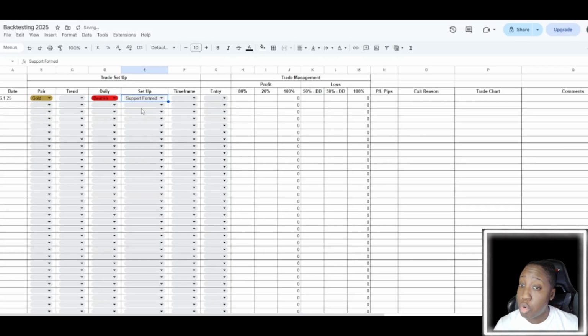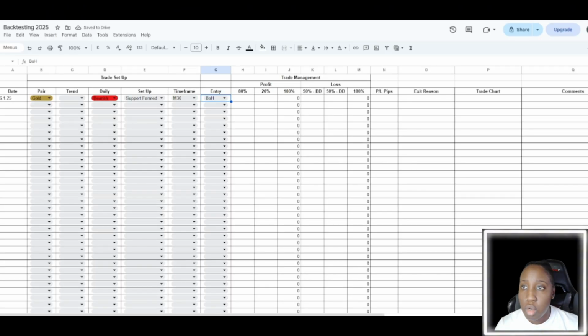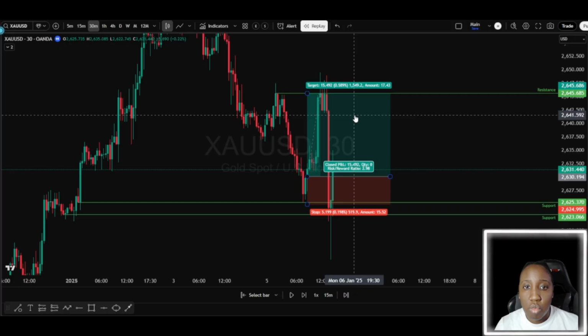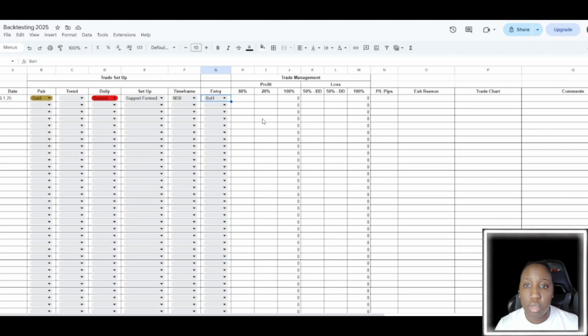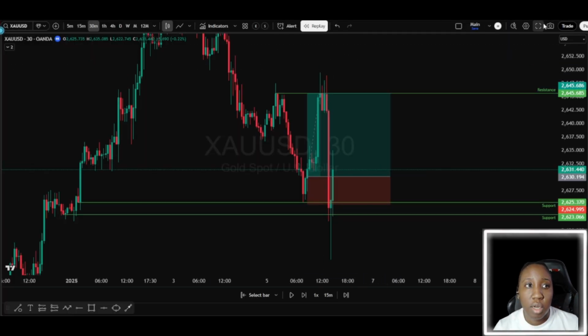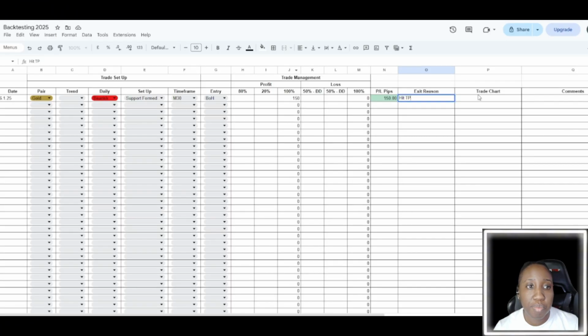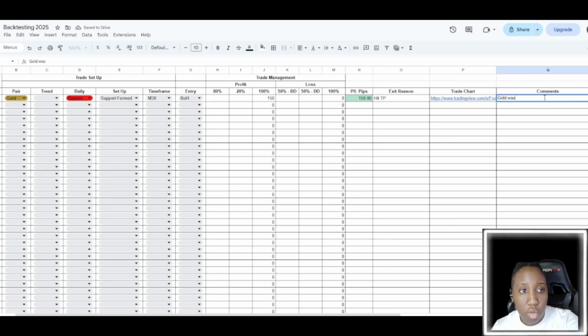The setup was the support formed, 30-minute entry, break at a high, and how many pips was that? 150 pips. So profit was 150 pips. Exit reason, hit TP. And then I'll have a little link to the chart. Comments: gold was ranging. Clean range to the left.